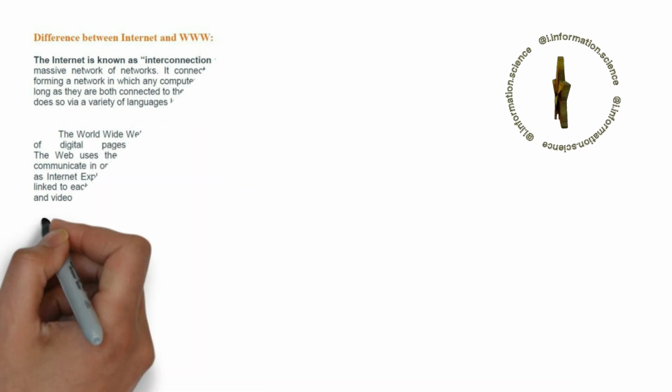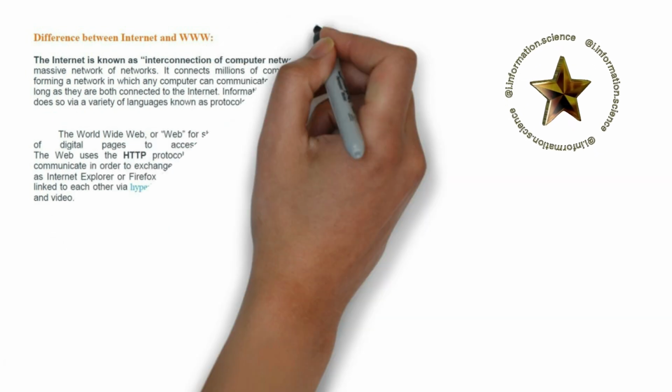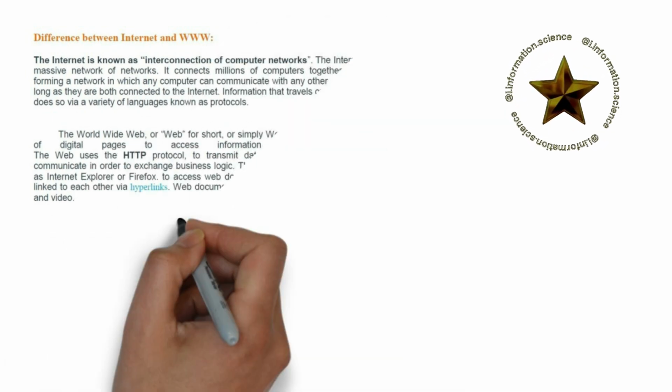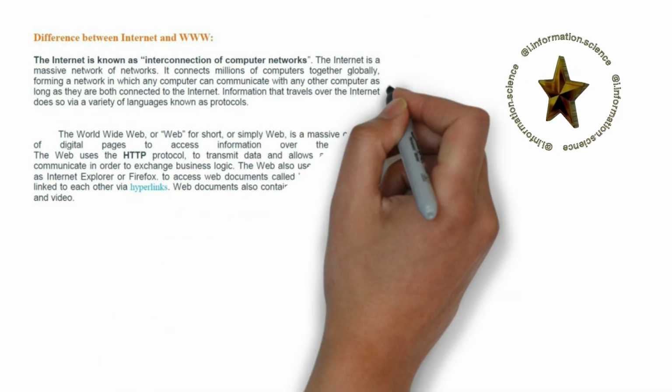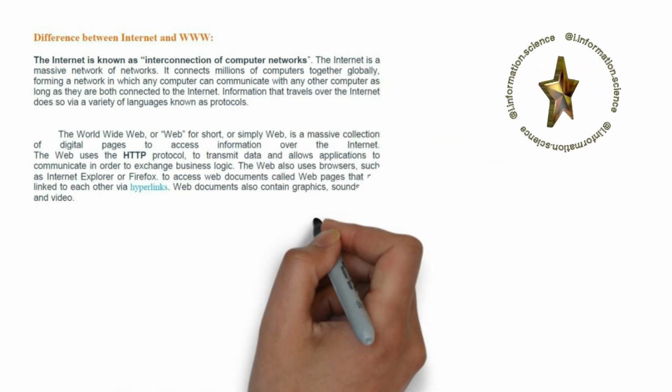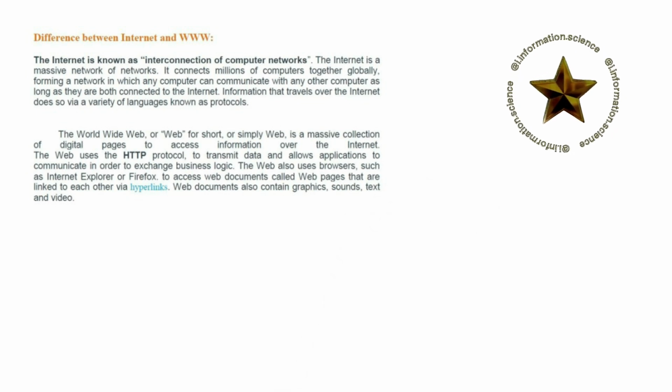The Internet is known as interconnection of computer networks. The Internet is a massive network of networks. It connects millions of computers together globally, forming a network in which any computer can communicate with any other computer as long as they are both connected to the Internet. Information that travels does so via a variety of languages known as protocols.